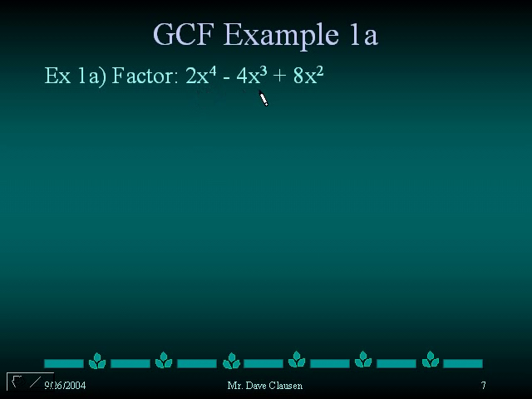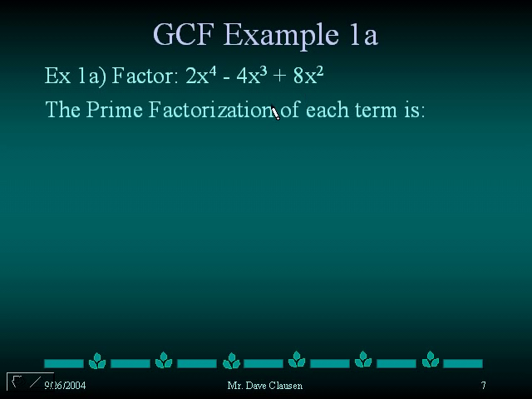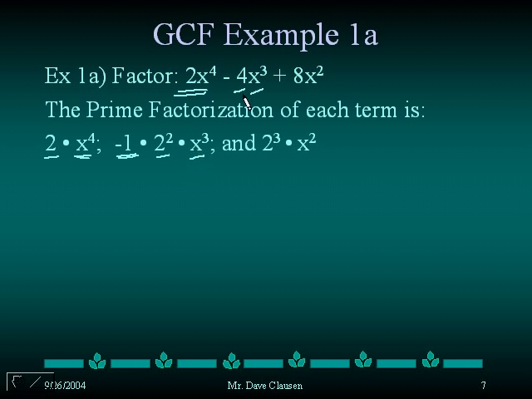Alright, so let's look at an example. 2x to the 4th minus 4x to the 3rd plus 8x squared. When we get each term into its prime factorization, the first term is already prime factored: 2 times x to the 4th. Second term is a negative, so we'll factor out negative 1, times 4, which can be considered 2 squared, and our variables are already prime factored, x to the 3rd. 8 is going to be 2 to the 3rd power, and then x squared is already prime factored, x squared.